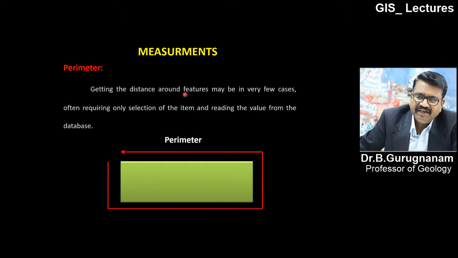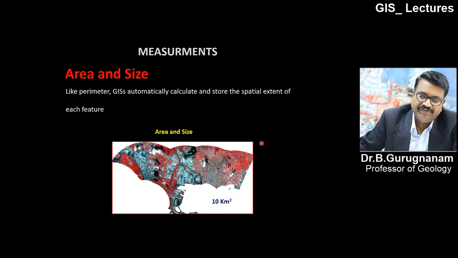Perimeter is getting the distance around the features. That's what I said, if I digitize a tank, I'll be able to know the perimeter of the tank. Getting the distance around the features, in very few cases, often requires only selection of the item and reading the value from the database.